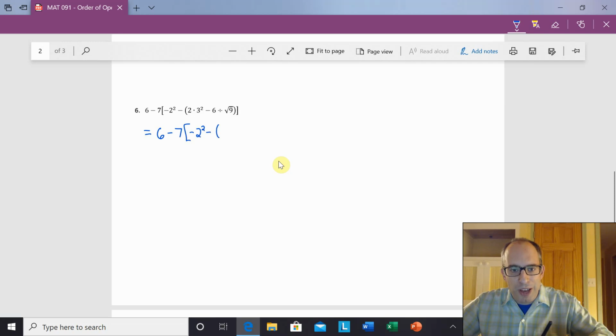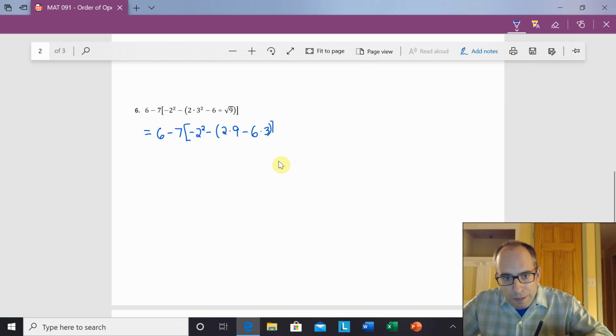Well, we do have a couple of exponents, because there's one, the 3 squared. There's another one, right? We're going to treat roots like exponents because you could rewrite them as exponents. So 3 squared is 9, so we're going to have 2 times 9. And then minus 6 times the square root of 9, the square root of 9 is 3. All right, and then parenthesis and bracket. Okay, well then inside those parentheses, so 6 minus 7, this is all still going to be here, right?